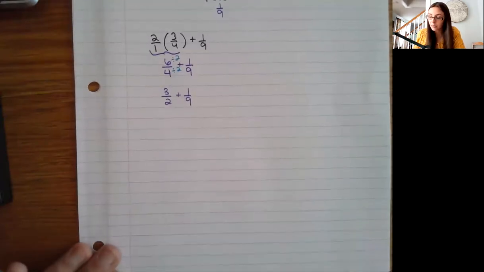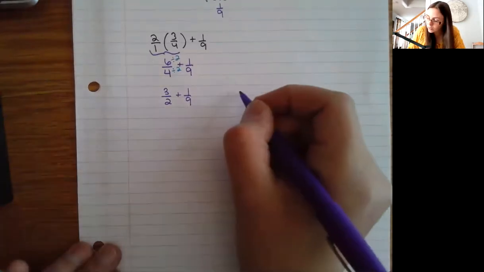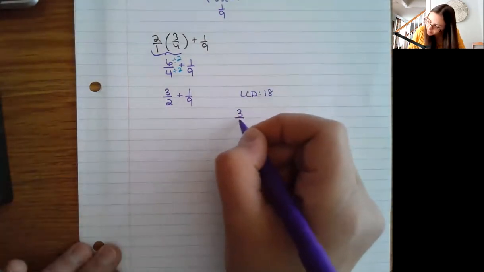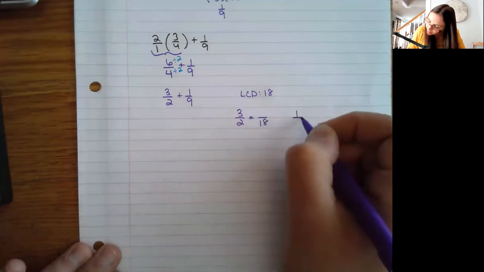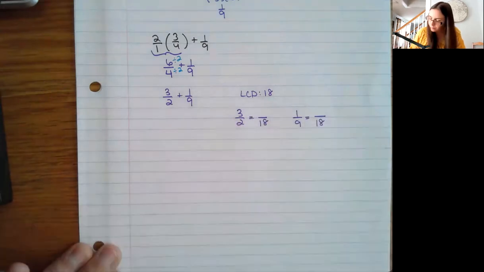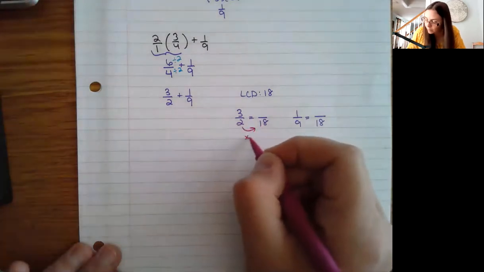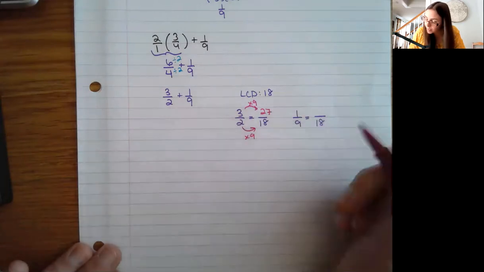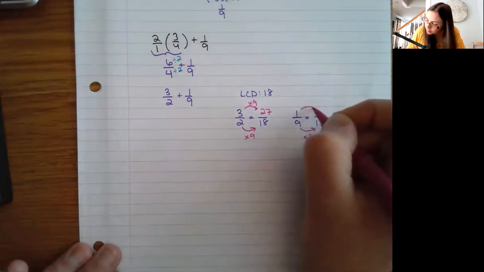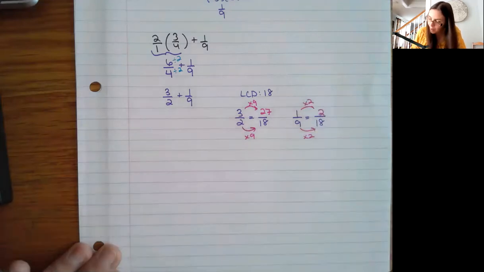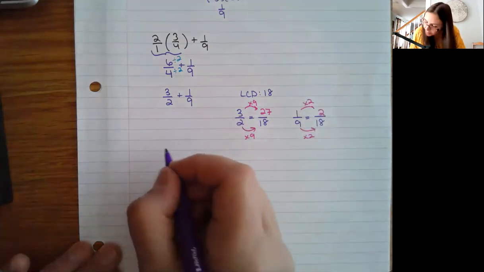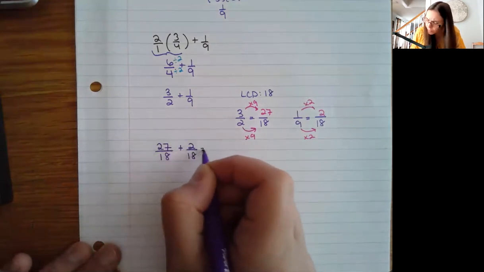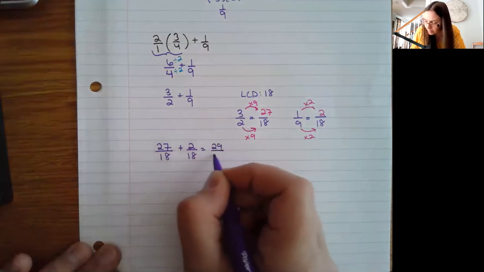Now I do need common denominators. So the LCD here, and you can try this at home, is going to be 18. So I'm changing 3/2 to something over 18 and 1/9 to something over 18. In the first case, we're multiplying by 9, so I end up with 27. So I have an improper fraction there, but that's okay. Here I have 2. So my problem becomes 27 over 18 plus 2 over 18. 27 plus 2 is 29 over 18.